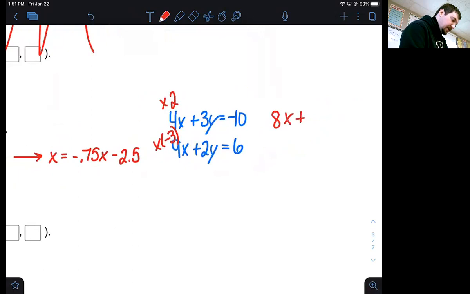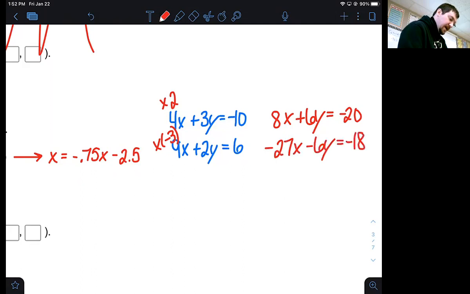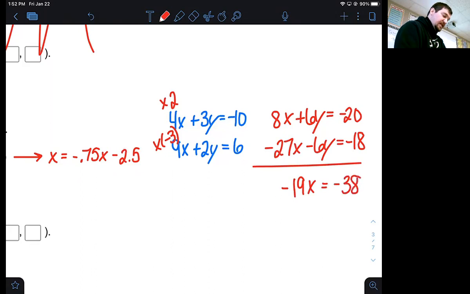And that would give you 8x plus 6y equals -20, and -27x minus 6y equals -18. Thought that was a 4 for a second. And then I could eliminate my y's and get -19x equals, oh, that works, because x is just 2 then.